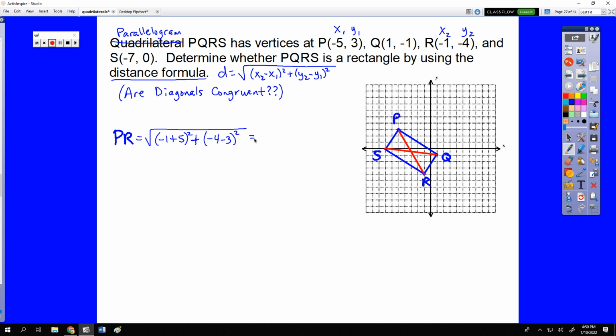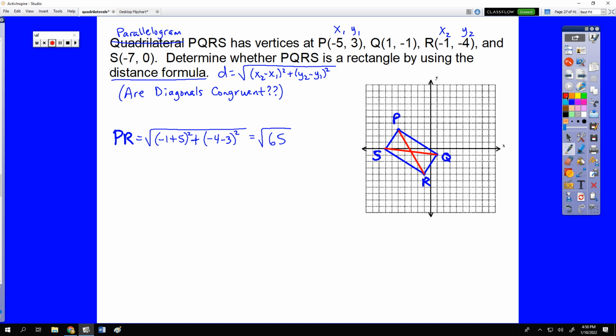Your calculator should be able to give you the reduced root answer. Now, if you don't have that calculator, still not a big deal. Just reduce this down to where it's a single number. You should have -1 plus 5 is 4, quantity squared is 16, plus -4 minus 3 is -7, squared is 49. 16 plus 49 is 65, meaning that this is equal to the square root of 65.